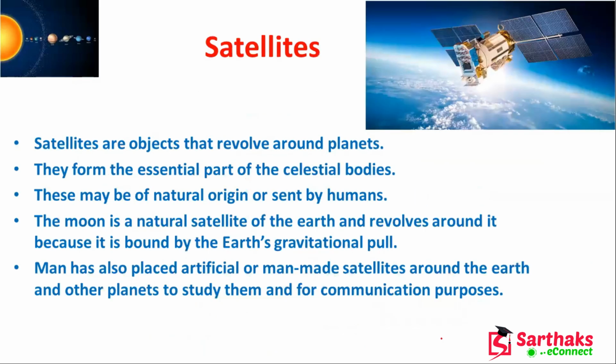Now the satellites. Satellites are objects that revolve around a planet, and they form an essential part of the celestial bodies. They may be natural or artificial, sent by human beings. The moon is the natural satellite of the Earth and revolves around it because it is bound to the Earth's gravitational pull. And man has also placed artificial, man-made satellites around the Earth and other planets to study them and for communication purposes.